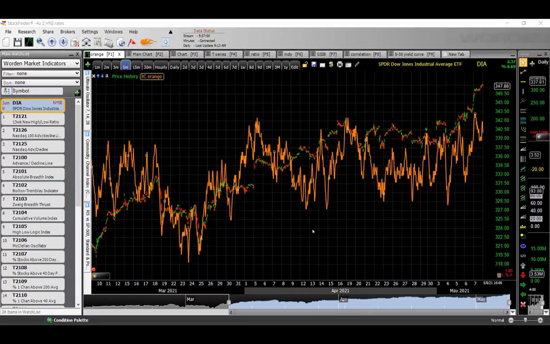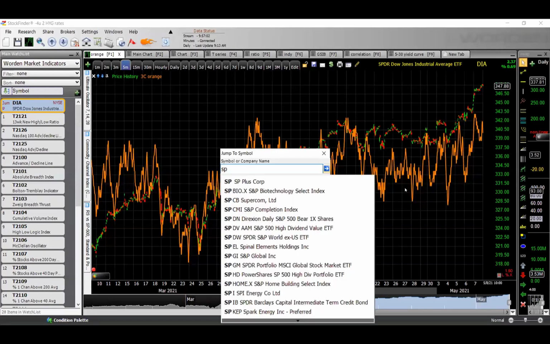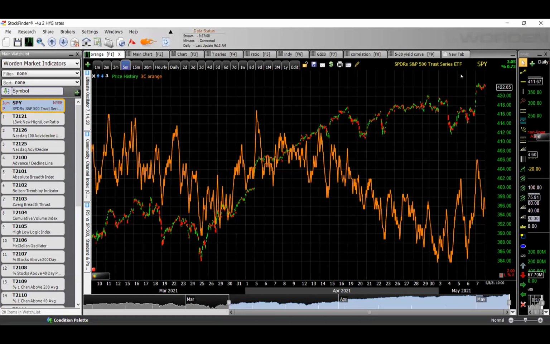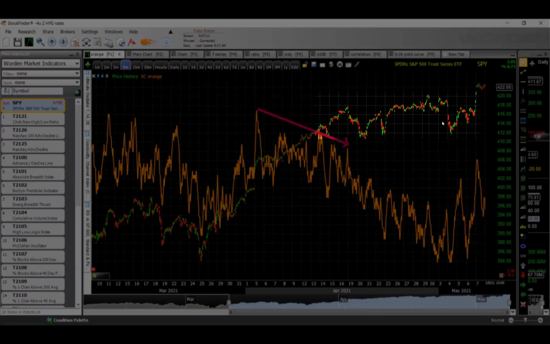Let me pull up SPY again. Yeah, this is probably a good example, actually. Okay, so can you guys see the SPY chart with 3C orange? Yeah. Okay, so this is the 5-minute chart. You can see where it started negatively diverging here about mid-April and went into that kind of flat range.